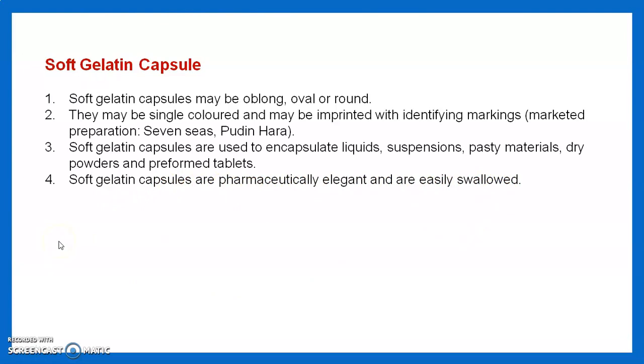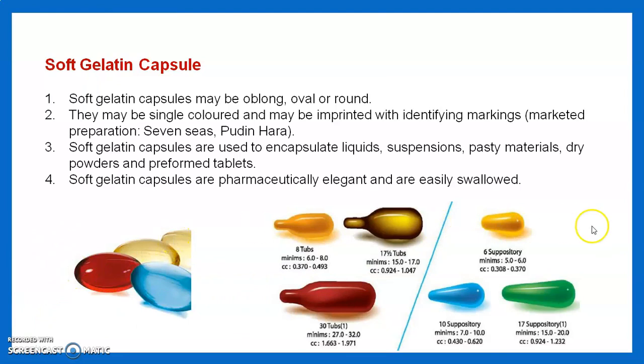Soft gelatin capsules are pharmaceutically elegant and easily swallowed. Soft gelatin capsules do not have a cap and body. These are two halves that can be sealed during filling of the drug. These are some shapes of the soft gelatin capsule. In a single operation, drug filling and sealing of the capsule can be done.